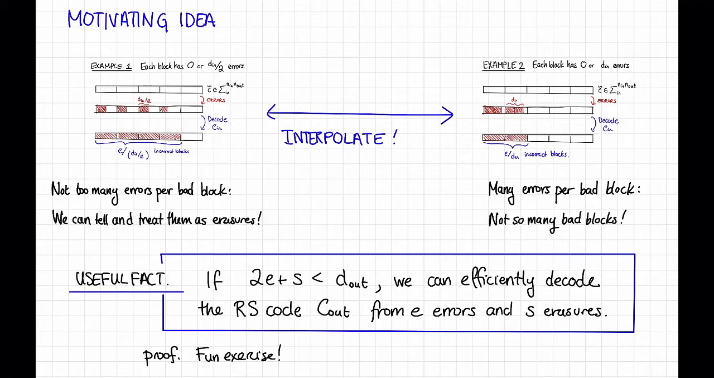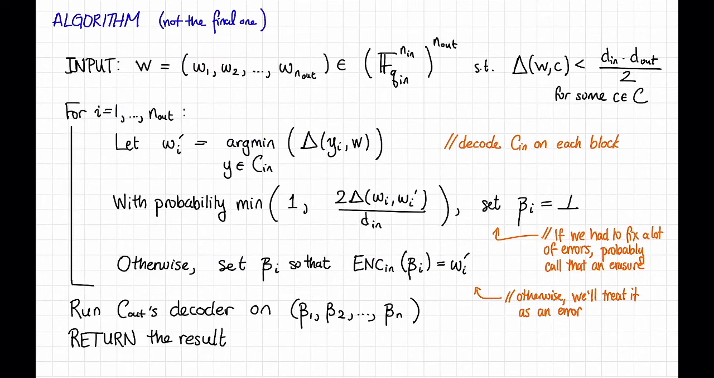Okay, but this useful fact is going to allow us to interpolate between erasures and errors, which intuitively is going to allow us to interpolate between this extreme example and this extreme example. More precisely, here's the algorithm that we're going to use. Okay, this isn't actually the algorithm that we're going to use. We're going to have to modify it a little bit, but here's the algorithm we're going to start with.